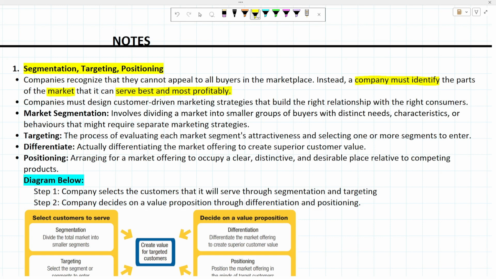Market segmentation involves dividing a market into smaller groups of buyers with distinct needs, characteristics, or behaviors that might require separate marketing strategies. So I'll highlight that. Targeting is the process of evaluating each market segment's attractiveness and selecting one or more segments to enter. Differentiating is differentiating the market offering to create superior customer value. And positioning is arranging for a market offering to occupy a clear, distinctive, and desirable place relative to competing products.